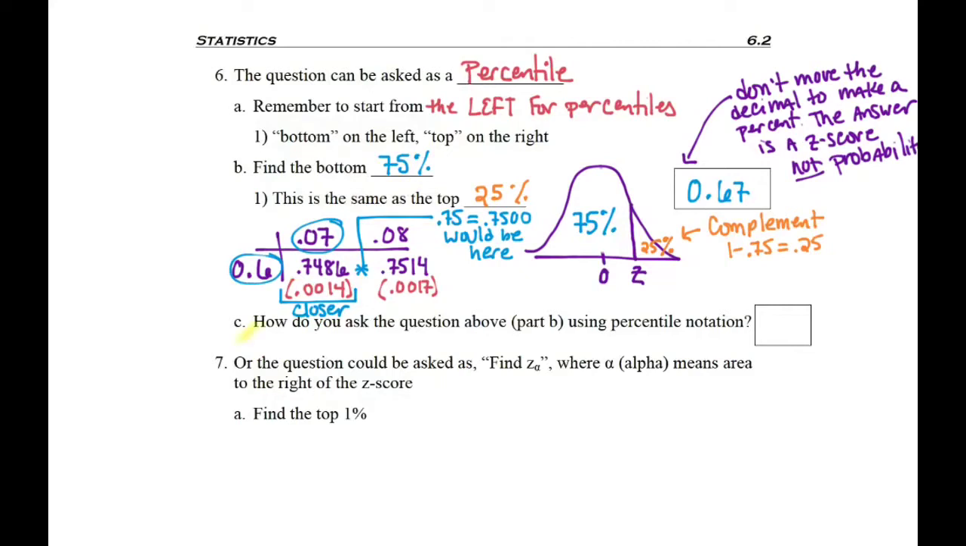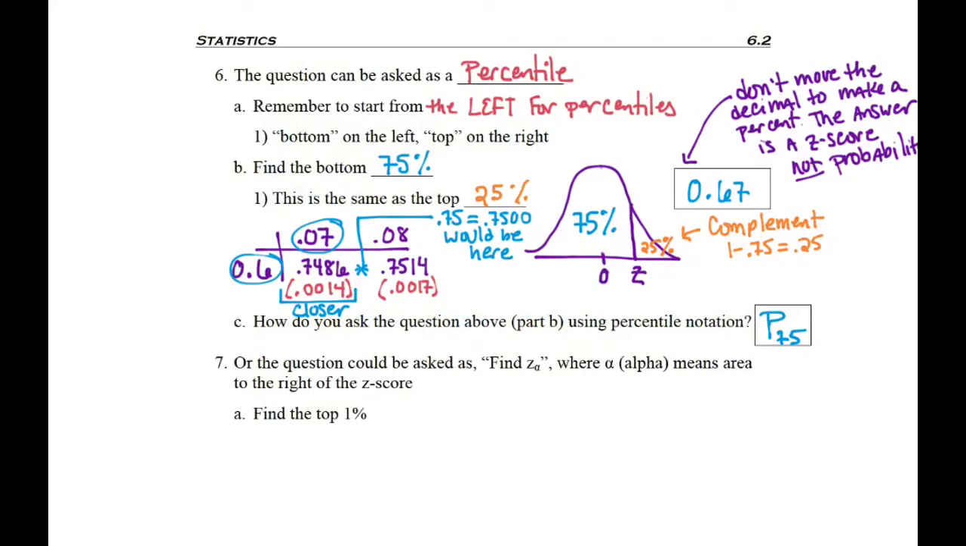And then that same question that we just did, how would we have asked the question in percentile notation? So instead of saying find the bottom 75%, the question could have read find P75. Remember, P stands for percentile versus Q for quartile, and a subscript on the right tells you which percentile. So we could have actually said Q3, right?